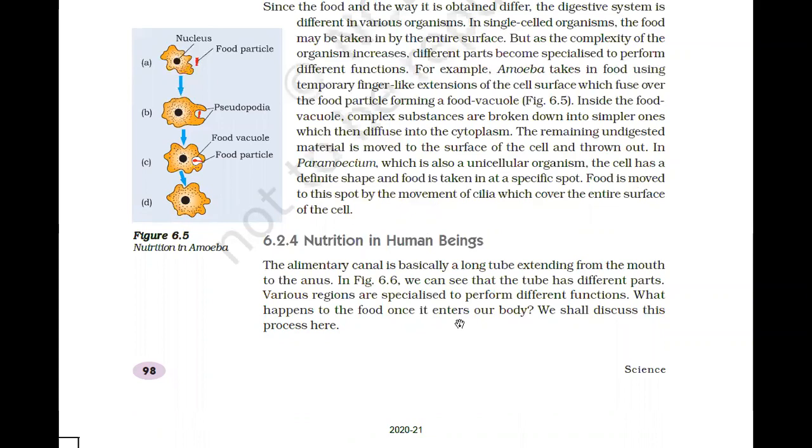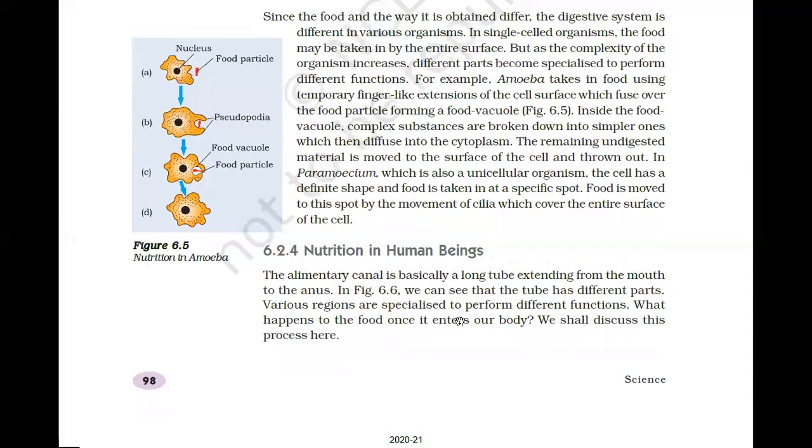The alimentary canal is basically a long tube extending from the mouth to the anus. In figure 6.6, we can see that the tube has different parts. Various regions are specialized to perform different functions. What happens to the food once it enters our body? We shall discuss this process here.